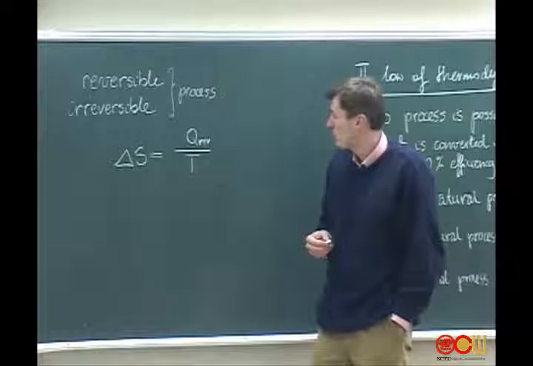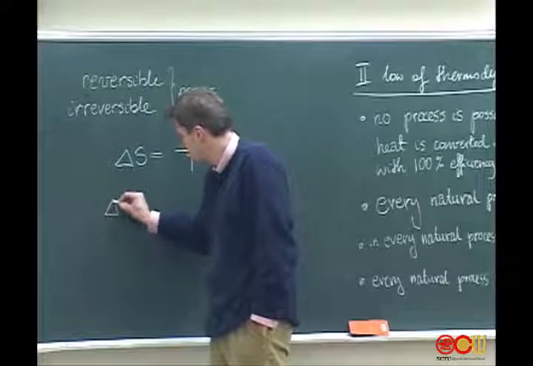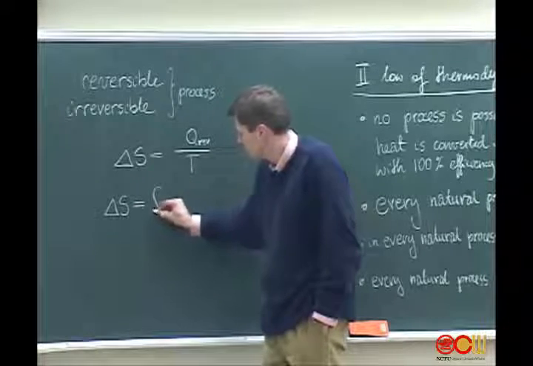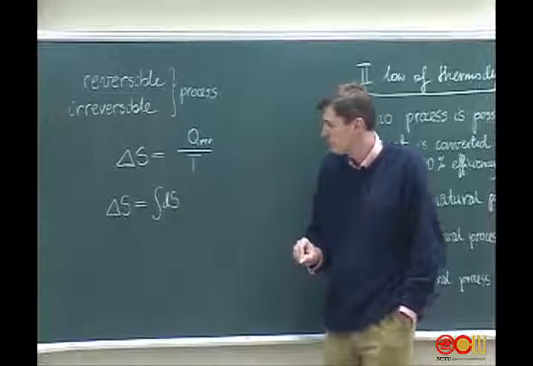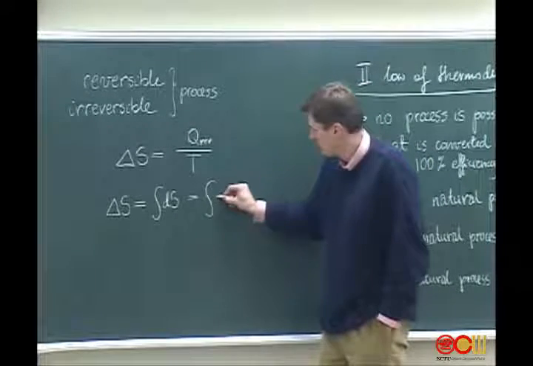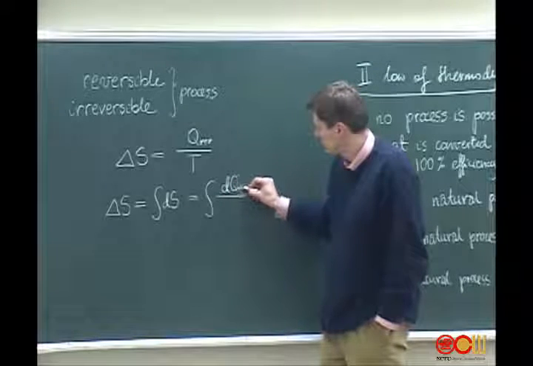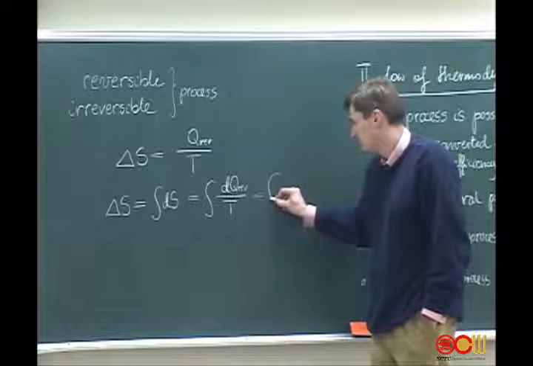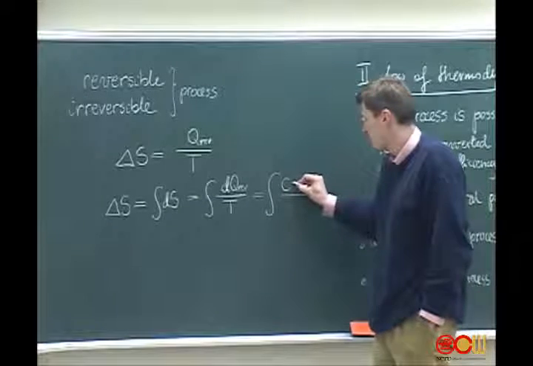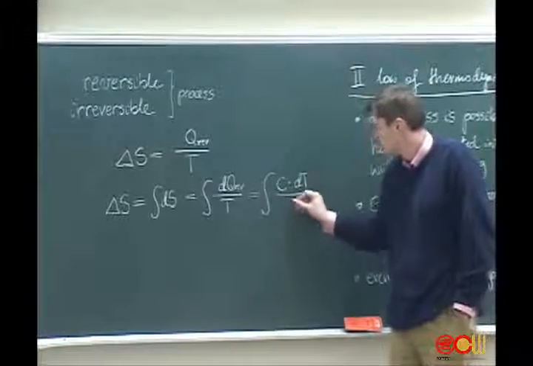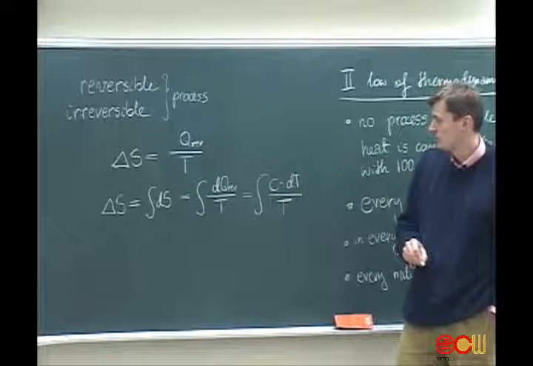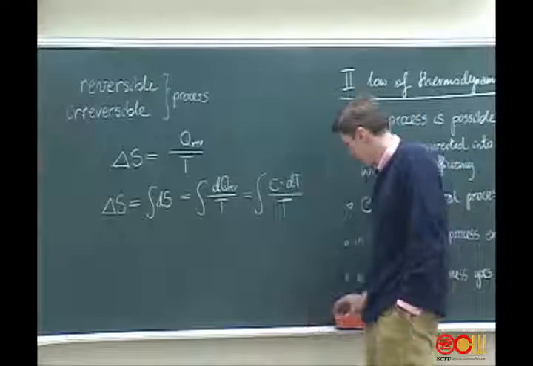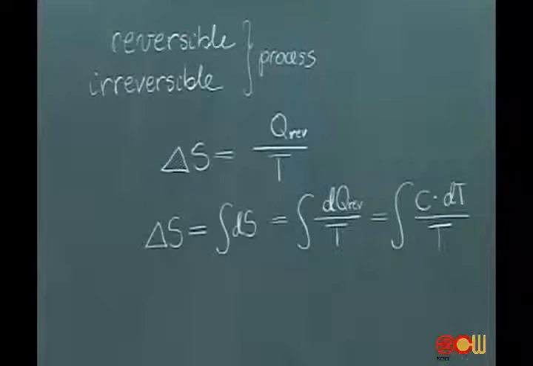Okay, how to calculate it? It's much better to calculate the real entropy as a sum or integral of small entropies, which is calculated like that. Or very often this can be calculated as a heat capacity times the temperature change divided by T. This is the change of entropy for heating processes. Let us calculate a few changes of entropy for a few processes. You see that it's nothing really difficult. It's kind of natural. So first example.